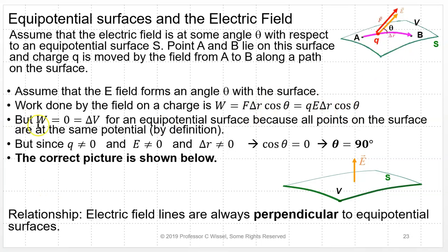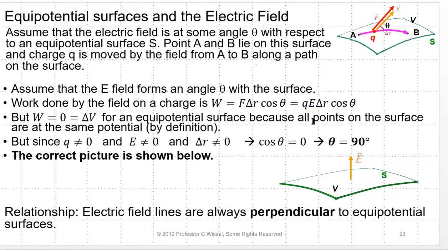Q is the charge. But work, which equals Q delta V, equals 0 because delta V is 0 for an equipotential surface by definition. Because all points on the surface have the same potential by definition. And Q is not equal to 0, E is not equal to 0, delta R is not equal to 0. The only possibility is this cosine theta term has to equal 0. That means theta has to be 90 degrees. So the correct picture to this is as shown here. The electric field lines are always perpendicular to equipotential surfaces.